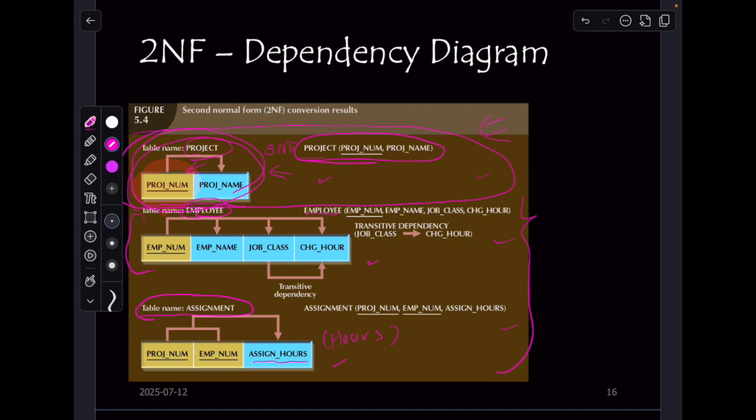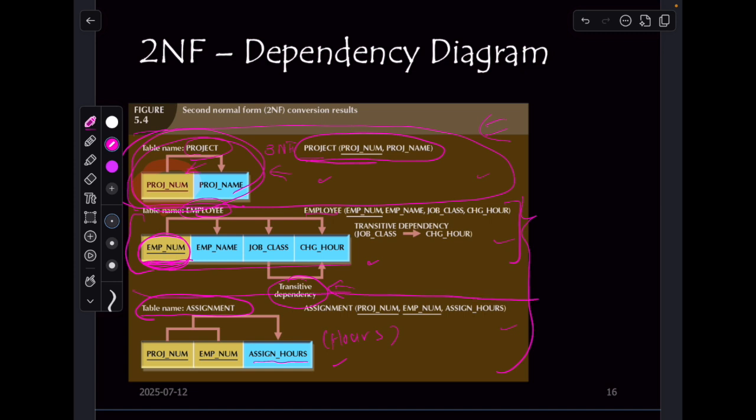Let's look at the second one. If you look at this new table, employee table, again, the primary key is employee number. Since we have only employee number as a primary key, there is no partial dependency. So we know that it's already second normal form. Now, if you look at this table, can you find any transitive dependency? Yes, still there is a transitive dependency given here.